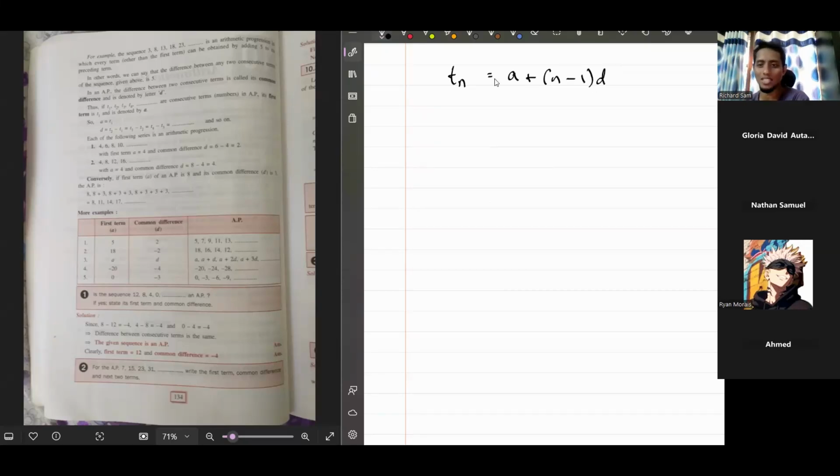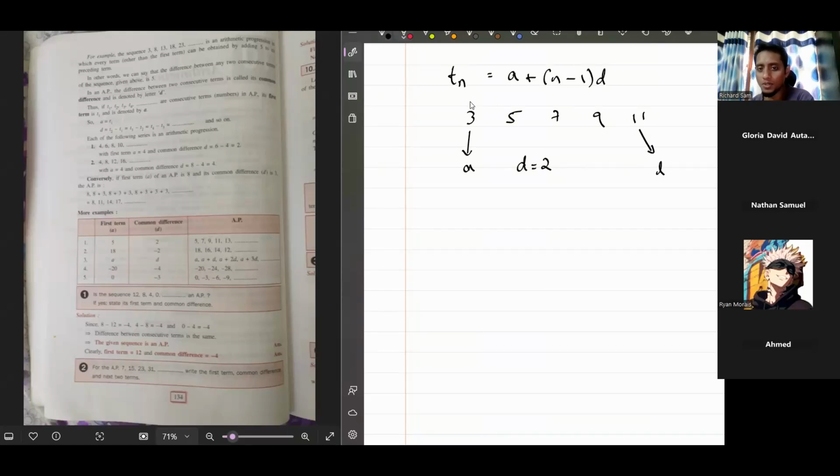Okay. Now, what is this a? What is n? What is d? So let's take an arithmetic progression: 3, 5, 7, 9, 11. A is the first term. Last term is represented as L. The difference between two terms is D. In this case, what is the difference between two terms? 2. 5 minus 3 or 7 minus 5. Right minus left.